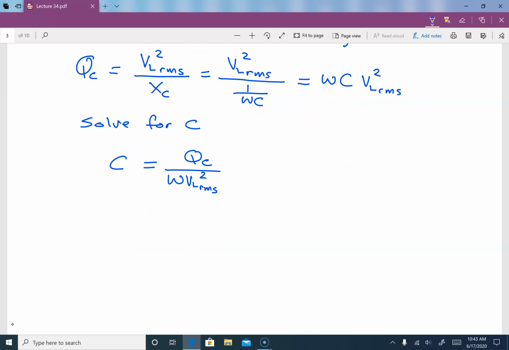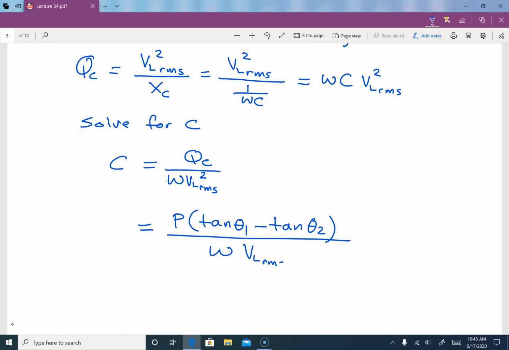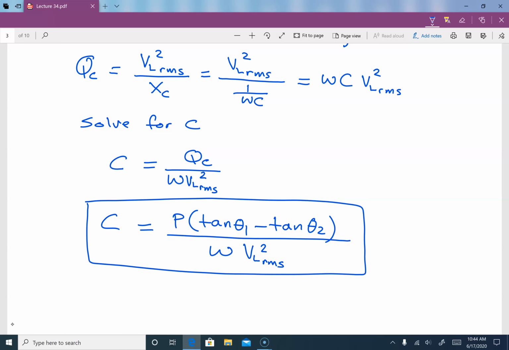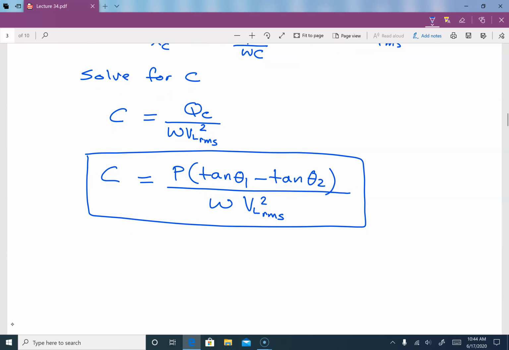So now we just substitute for the QC, and that is equal to P multiplied by tangent theta 1 minus tangent theta 2 divided by omega V load RMS squared. And this is the equation that you can use to find the value of the capacitance necessary to raise a power factor to an angle of theta 2.